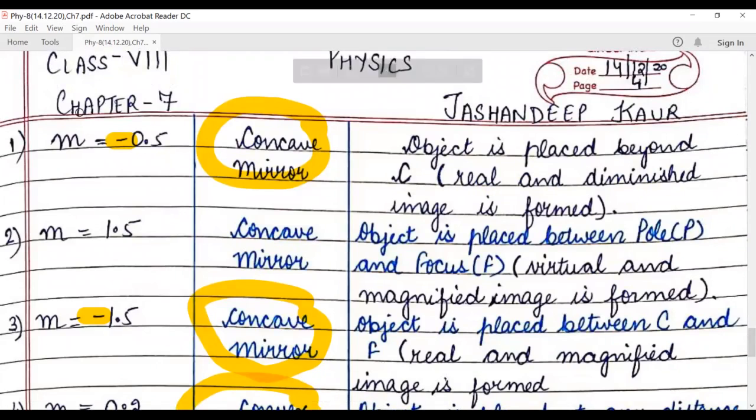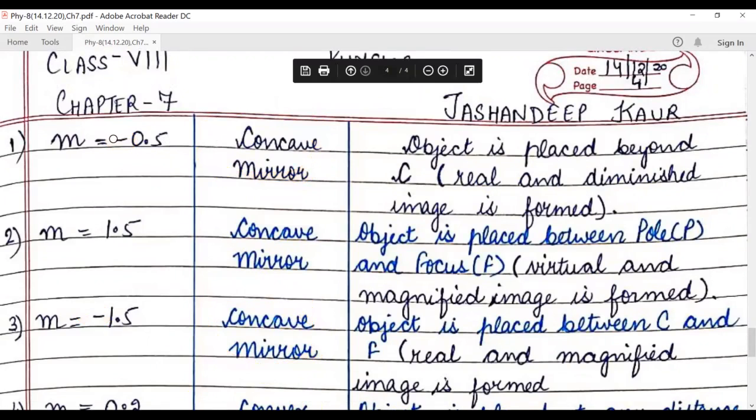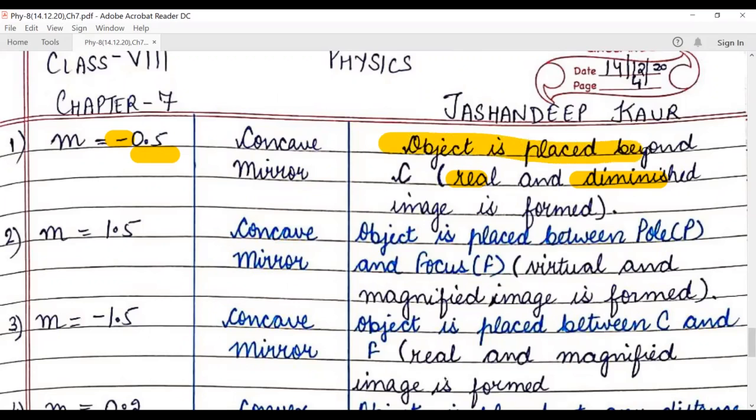Now coming to the first part again, minus means real inverted image, 0.5 means a diminished image. So a real and diminished image is formed, and it happens in the first case which we drew last week. It is happening when the object is placed beyond center of curvature, that is capital C. Object is placed beyond center of curvature.